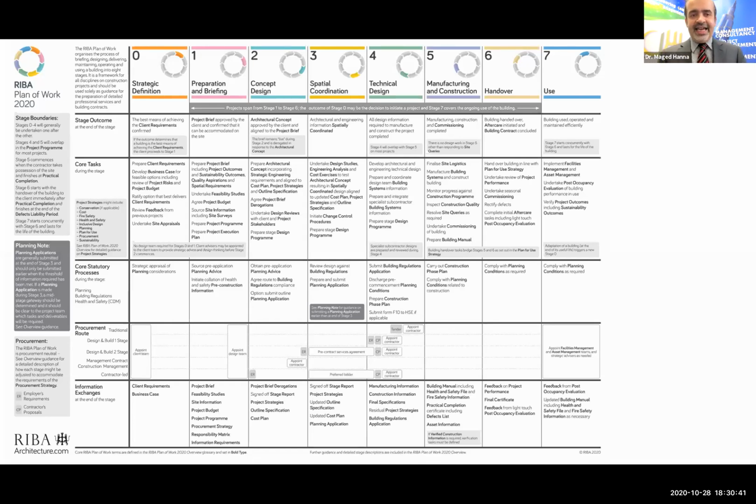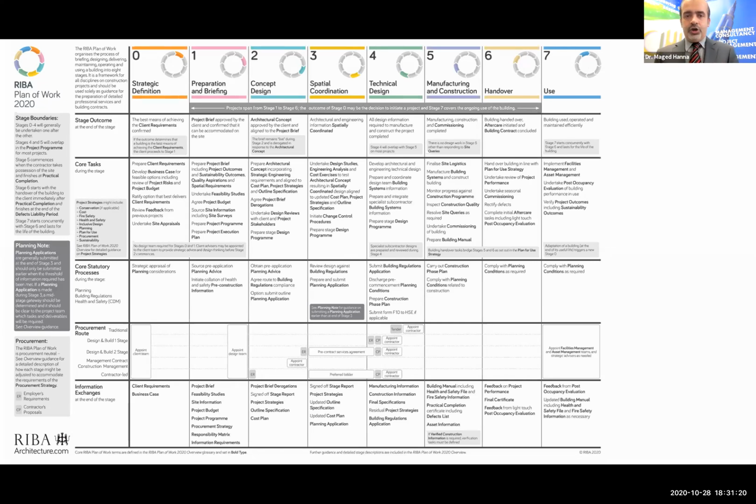Now, the next stage, stage 1, is preparation and briefing. Here, in the design office, you start preparing the design brief and start having a bit of the concept, moving from preparation to preparing a concept. And when you start having the architecture concept over the design, you start looking again at what the client requirement is, and what the objectives of the client are over this project.